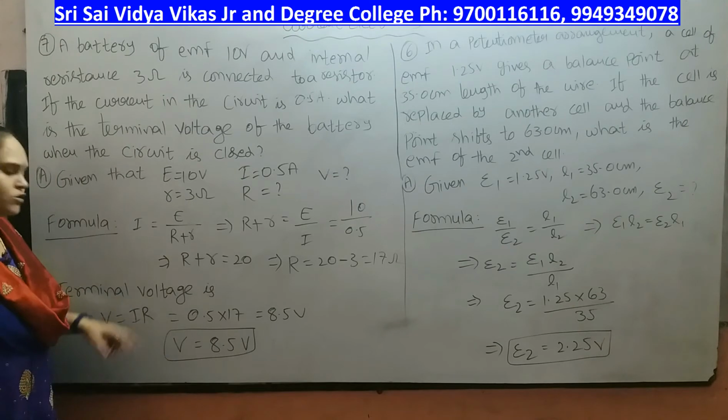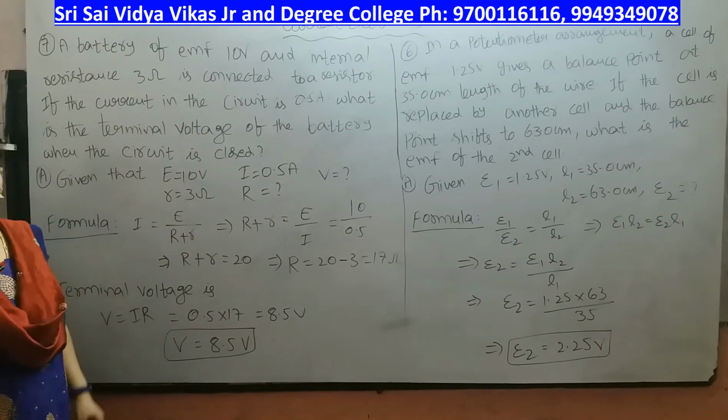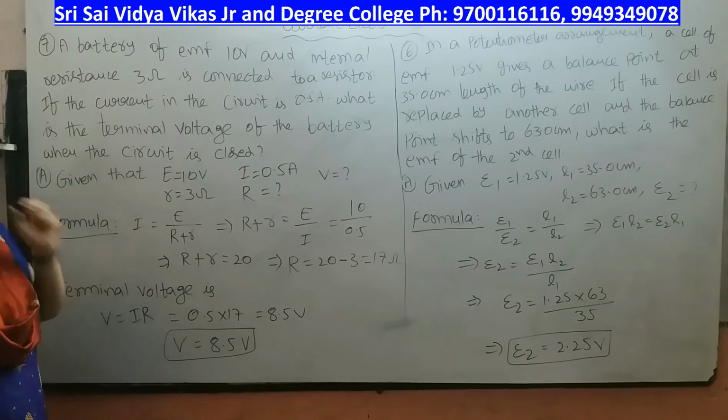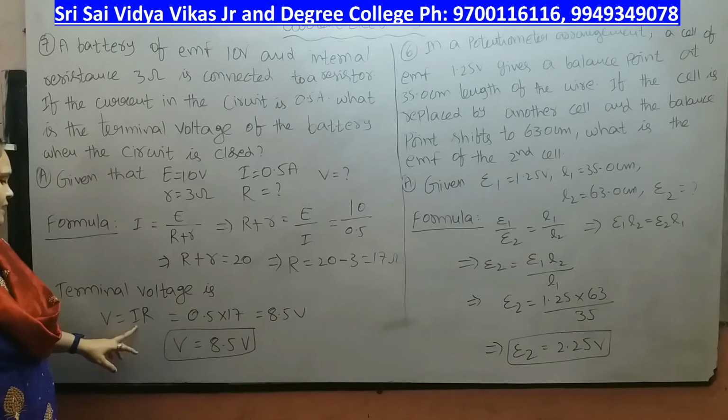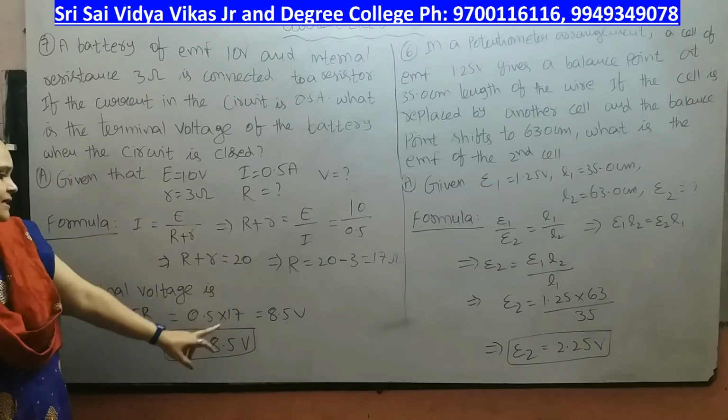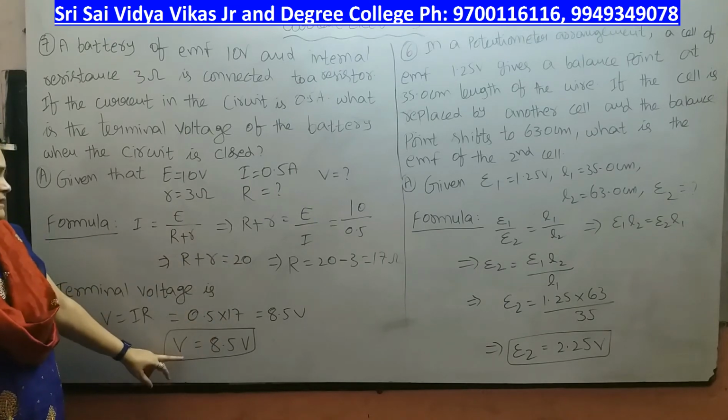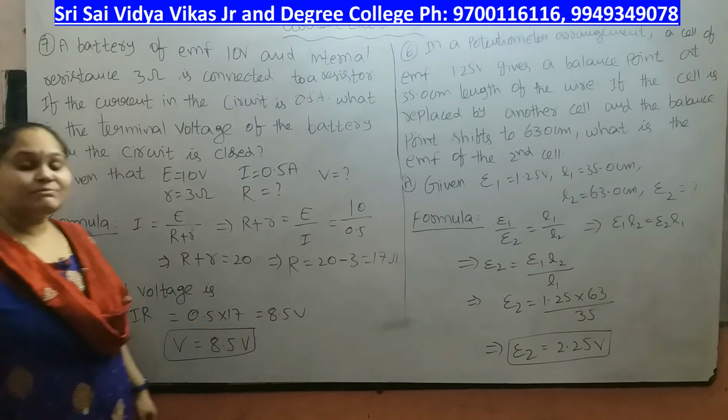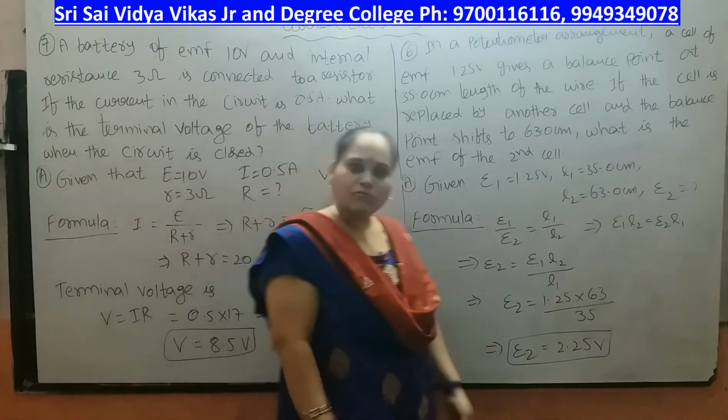So the terminal voltage: we have the formula from Ohm's law, V equal to IR. We can substitute I is 0.5 and capital R is 17. Then we will get the terminal voltage V equal to 8.5 volts.